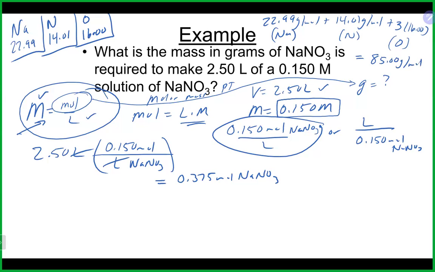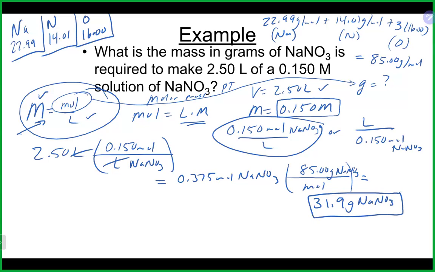That again is going to be used as a conversion factor, so I don't have to do any rearranging. I just want to go opposites to cancel, which means I need moles on the bottom and my 85 grams up on top from the periodic table. And that's going to get me about 31.9 grams of sodium nitrate.